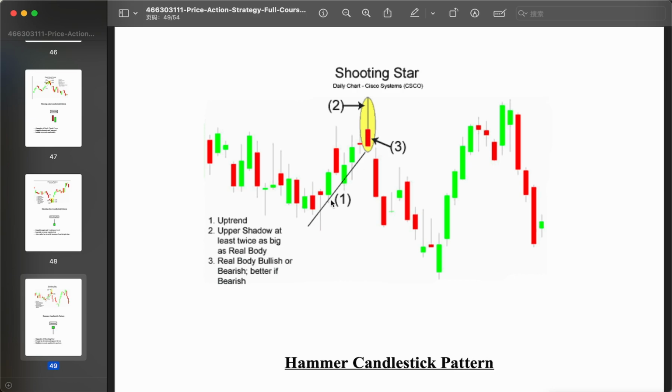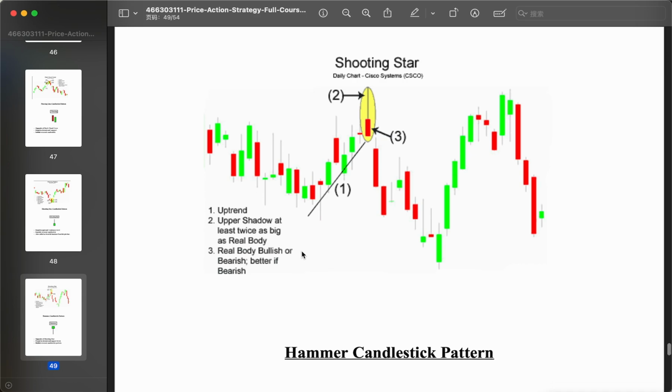Okay, so one, this is the upper trend. Two, this is the upper shadow, at least twice as big as the real body. So you see this shadow line, the length of the shadow line is twice as big as the red bar. Okay, you see a longer shadow line. And the third area is the real body, bullish or bearish, even better if bearish.